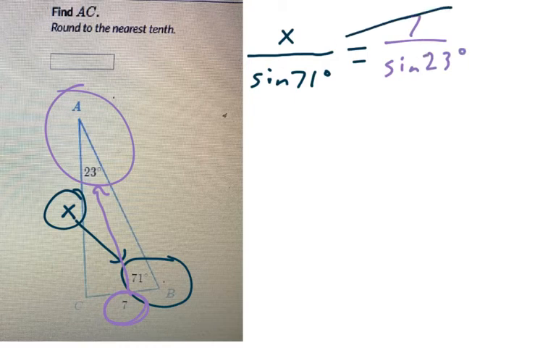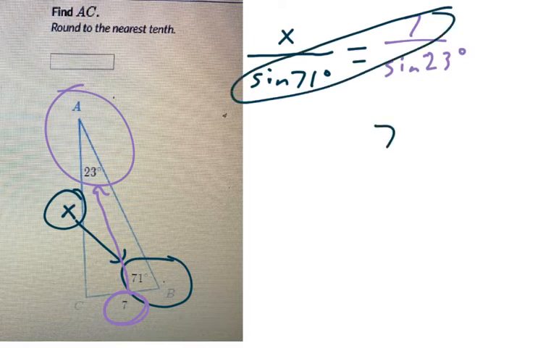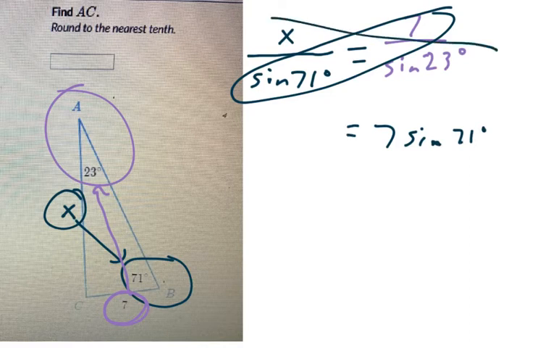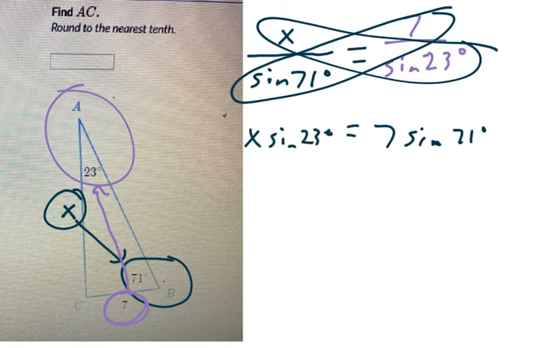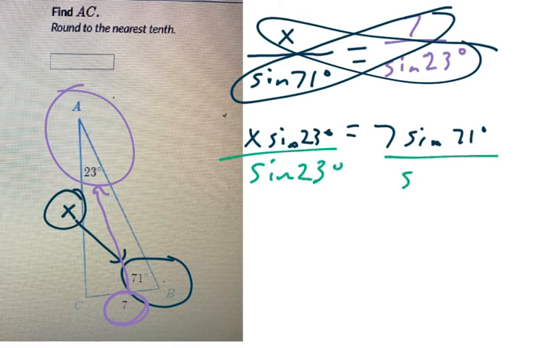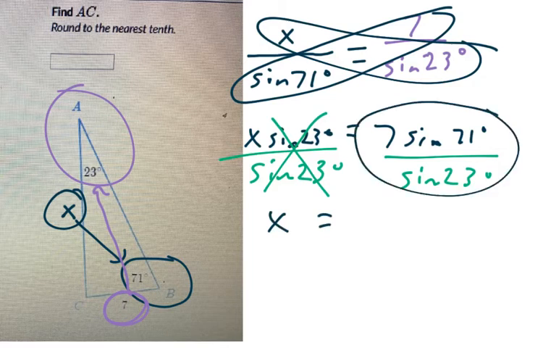Let's solve it. Going this way, I'm going to do 7 times the sine of 71 degrees. Going this way, cross multiplying, x times the sine of 23 degrees. And all I'm going to do next is divide both sides by sine of 23 degrees, because that gets rid of sine 23, and I have x. So what's cool about this one, guys, once I do all of that work, it's one less step on the calculator to get the answer.